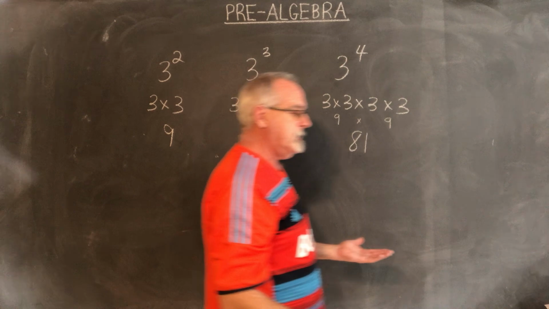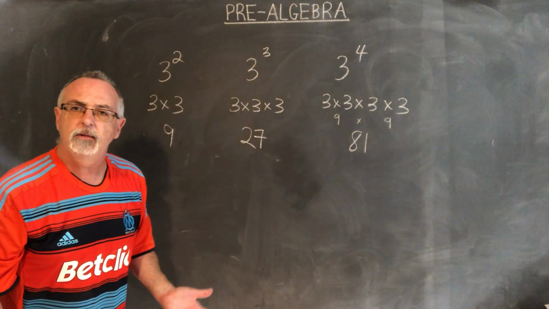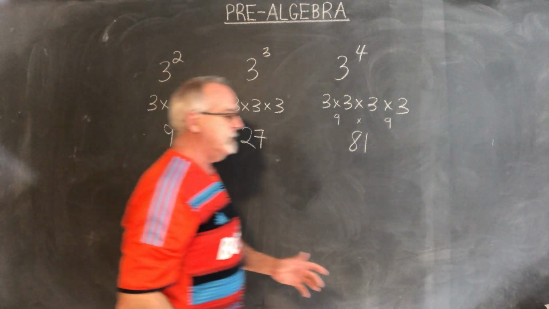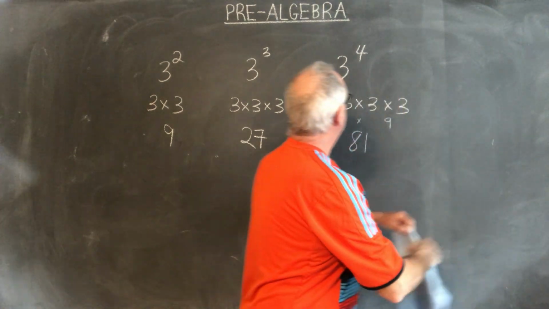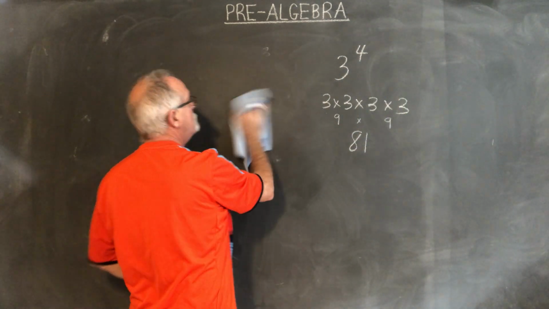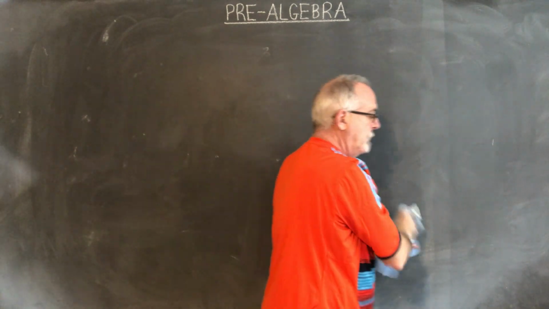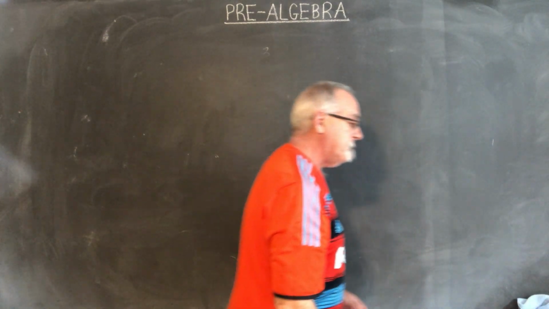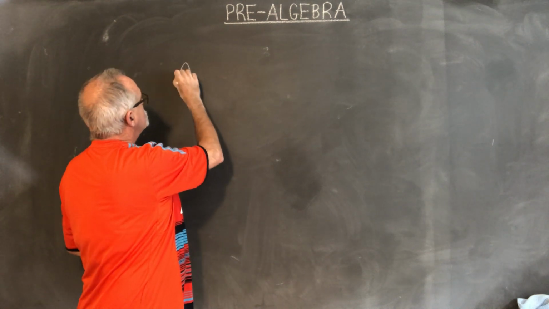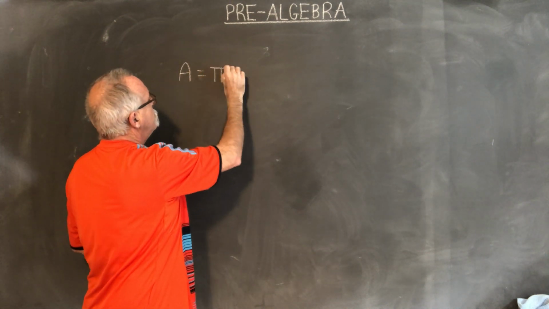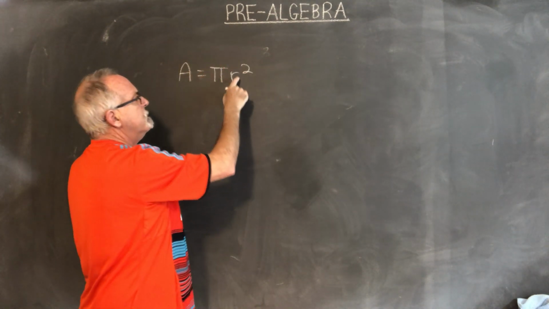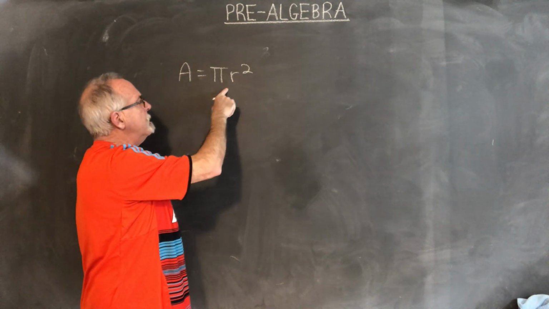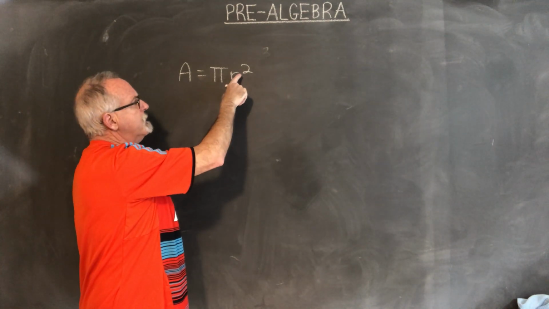Now, where did we see some of this recently? Yes, I was mentioning that area of a circle formula. Let's erase these powers, these exponents. There are more. I'm going to get into some more. But the area of a circle is equal to pi r squared. We square the radius to get the area of a circle. And that is an exponent.